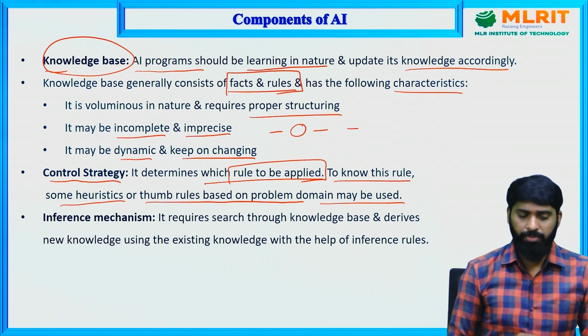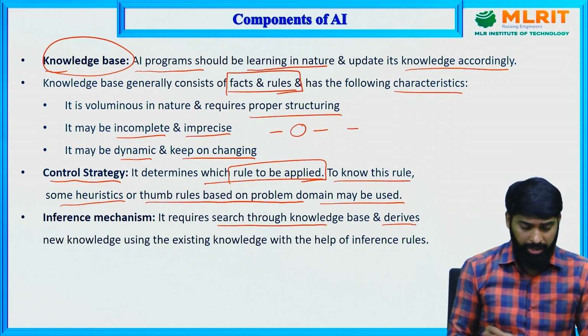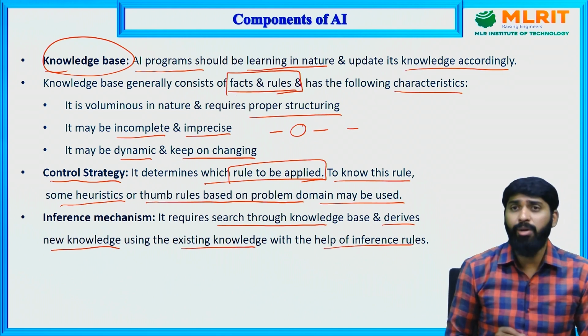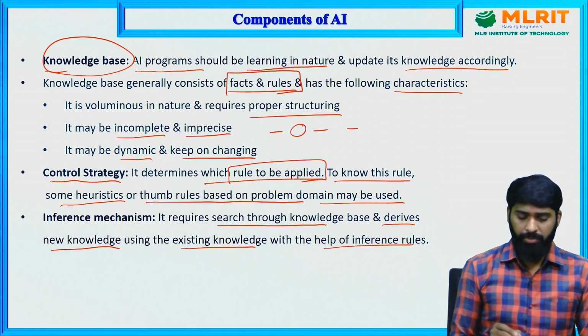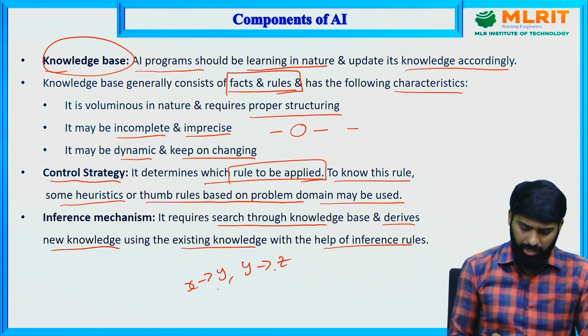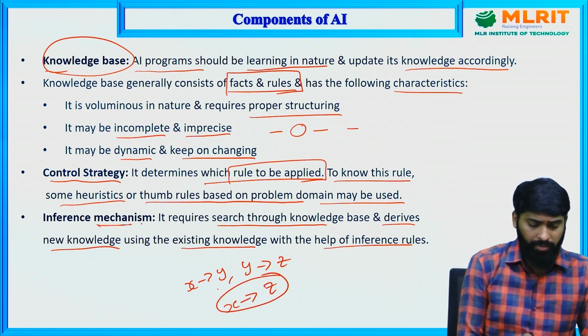Inference mechanism. It requires searching through the knowledge base and derives new knowledge using the existing knowledge with the help of inference rules. For example, x belongs to y, and y belongs to z. Now if these two are the rules, then we say that x belongs to z. So this x belongs to z we got with the help of the inference mechanism.